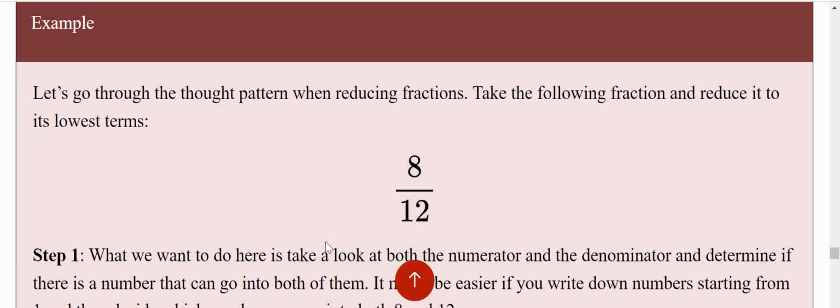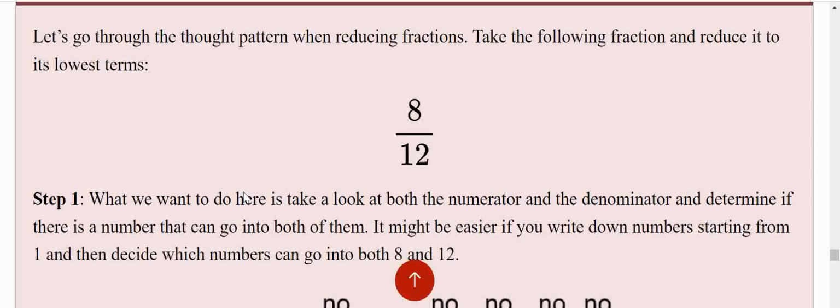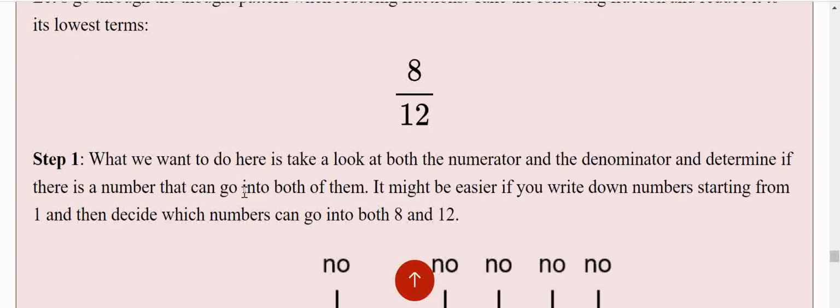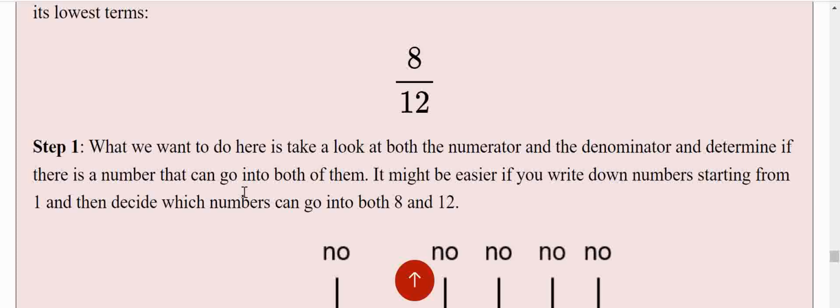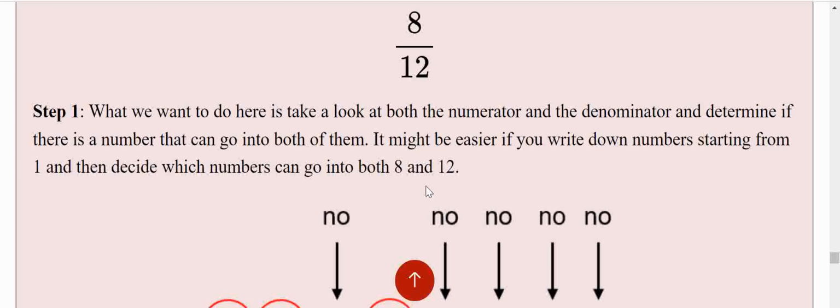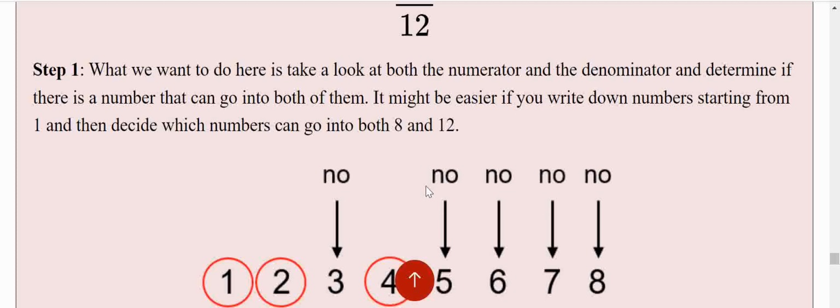Example. Let's go through the thought pattern when reducing fractions. Take the following fraction and reduce it to its lowest terms. We have 8 over 12. Step 1. What we want to do here is take a look at both the numerator and the denominator and determine if there is a number that can go into both of them. It might be easier if you write down numbers starting from 1 and then decide which numbers can go into both 8 and 12.